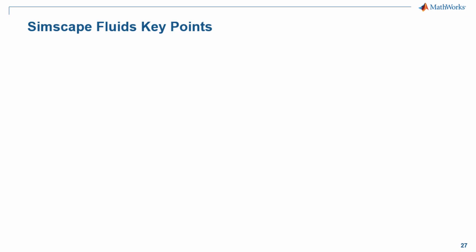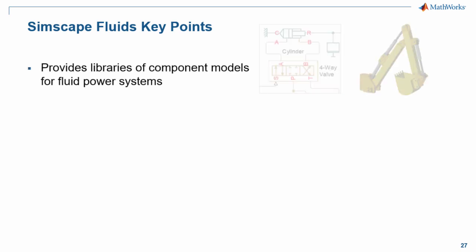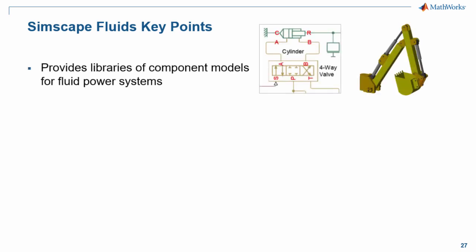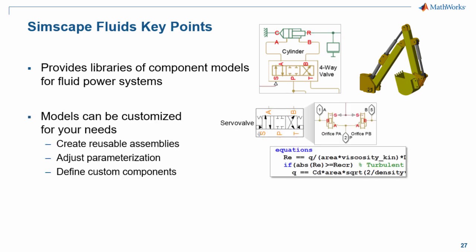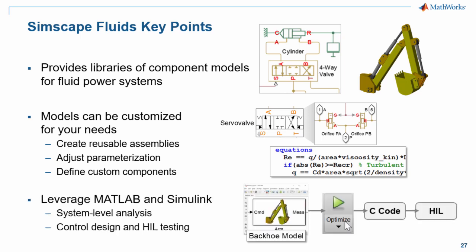Here are the key points that I want you to take away from this presentation. First, Simscape Fluids provides libraries of component models for fluid power systems. You can customize your models by creating reusable assemblies, adjusting the parameterization of the components, and defining custom components. And finally, you can leverage capabilities in MATLAB and Simulink to perform system-level analysis, design control algorithms, and perform hardware-in-the-loop testing.